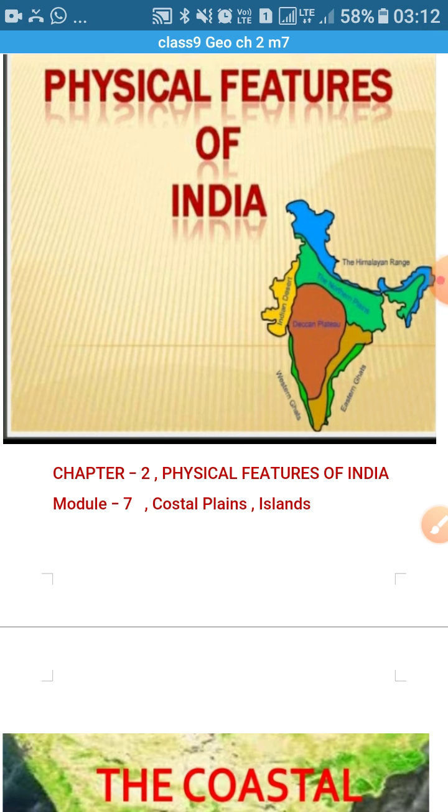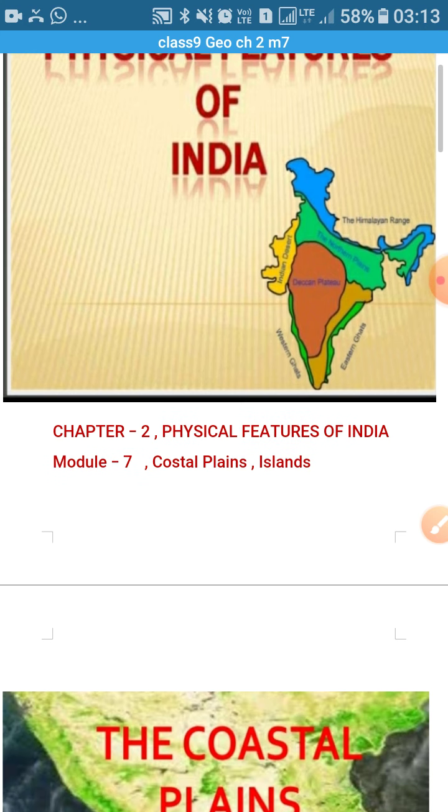This is chapter number 2, Physical Features of India, and we are going to discuss the 7th module, Coastal Plain and Island. These are the last physical features, the 5th and 6th ones. This is the 7th module as well as the last module of this chapter. So let's start the topic.